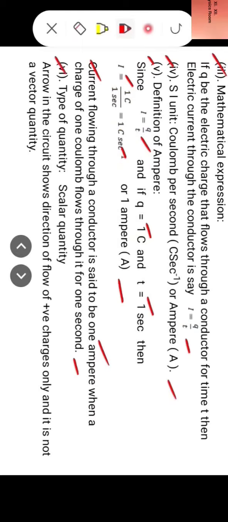6th, type of quantity. Electric current is a scalar quantity. The arrow in the circuit shows the direction of flow and not electric current. I repeat, the arrow in the circuit shows the direction of flow of positive charges only, and it is not a vector quantity.